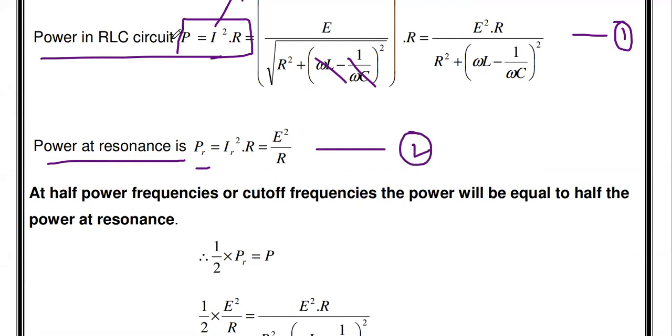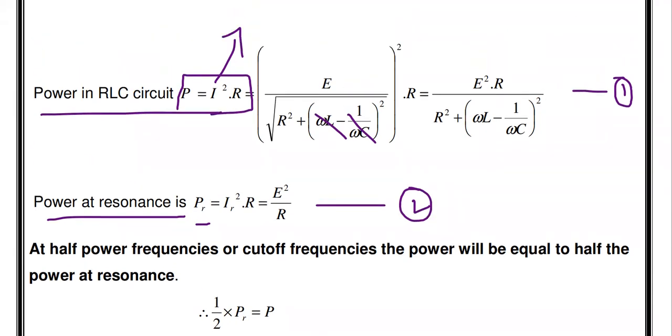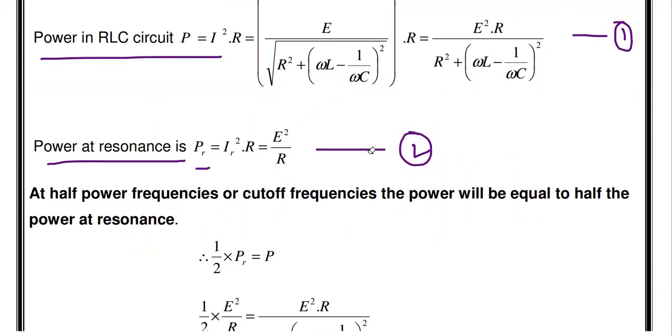This is the power at any frequency, and this is the power at the resonance frequency. This is equation number 1 and equation number 2. So equation number 1 is the power in an RLC circuit at any frequency, and equation number 2 is the power only at the resonating frequency.